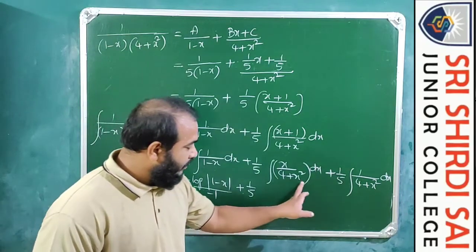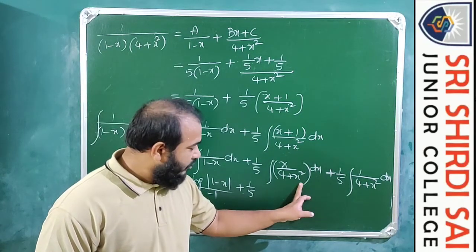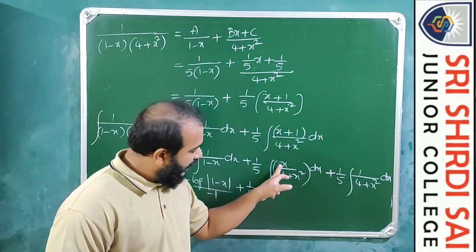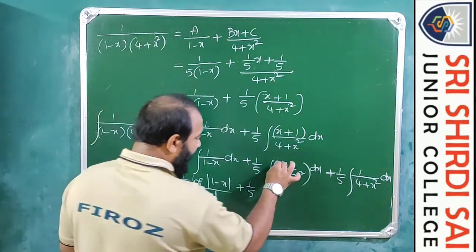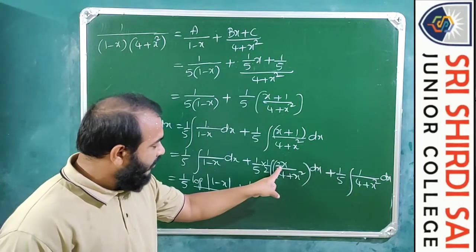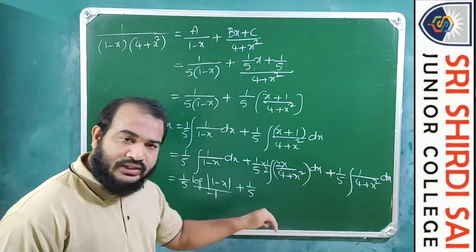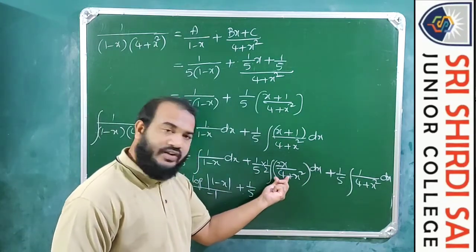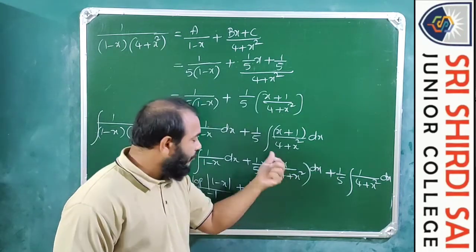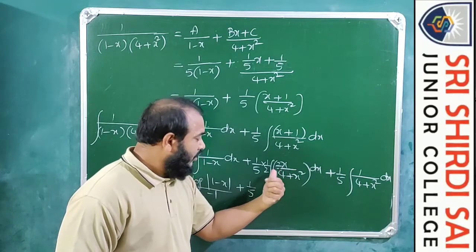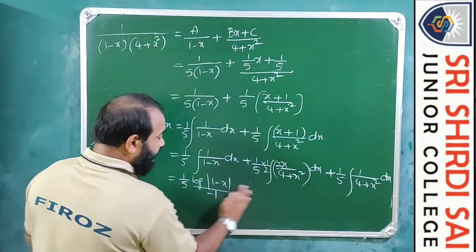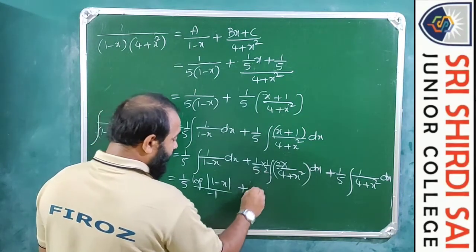So here 4 plus x square, its derivative is: 4 derivative is 0, x square derivative is 2x. So here we have x only, so we want another 2 here. So without loss of generality, I have multiplied and divided by 2. Why did I do this? 4 plus x square derivative is 2x, but we only have x here, so a 2 is needed. So with 2 I have balanced. So now plus 5 twos are 10.